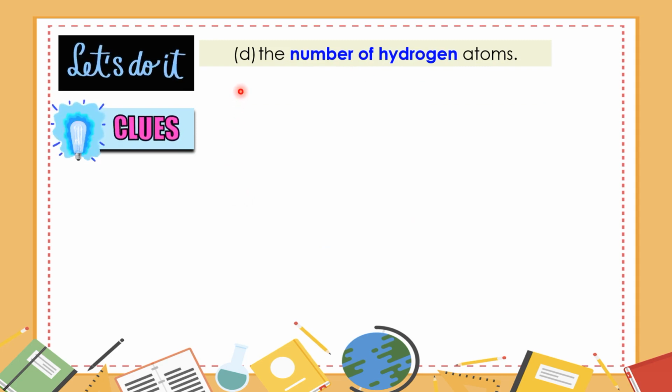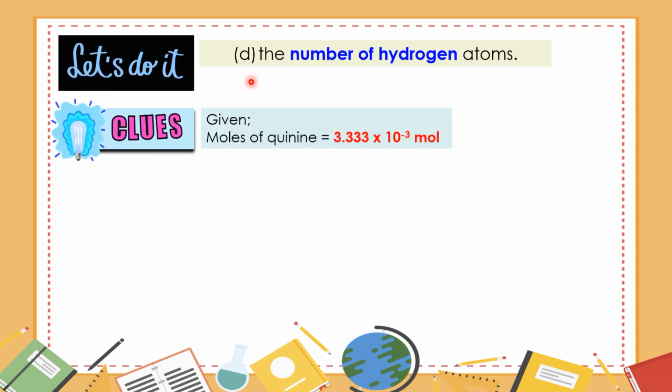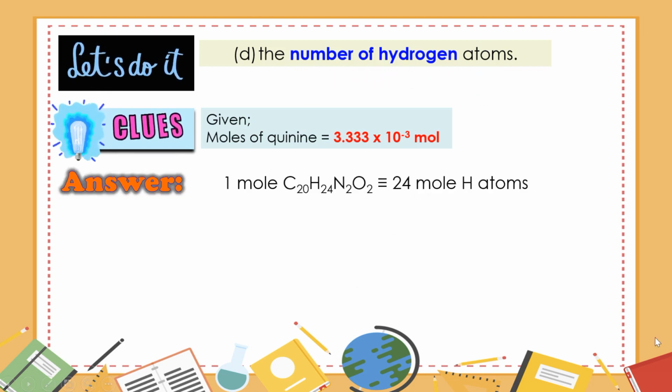Okay, for question D, calculate the number of hydrogen atoms. From the previous calculation, the number of quinine is 3.333 times 10 power of negative 3. For this question, you have to calculate in 2 steps. Step 1, calculate the number of mole of hydrogen atoms. The second step, you can calculate the number of hydrogen atoms. So you can write like this: 1 mole quinine is equivalent to 24 mole of hydrogen atoms.